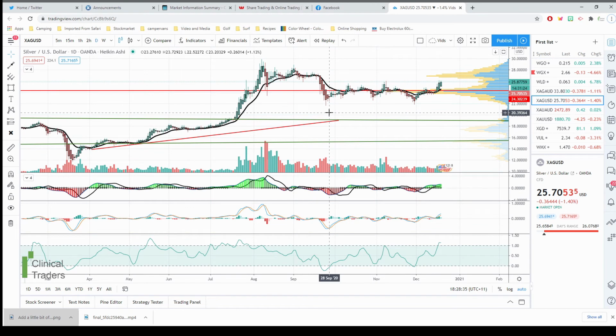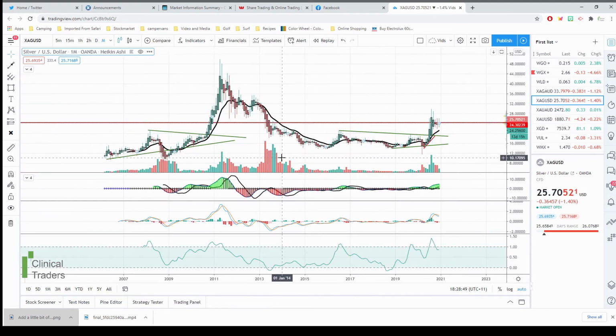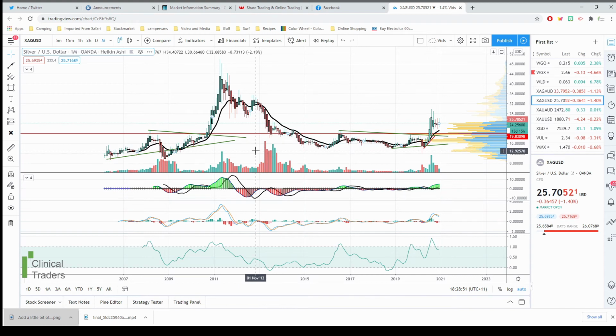Okay, so now we'll move over to silver, and I might just zoom out to the longer term picture. Hold on, that didn't really work out. Do it this way. Okay, the longer term picture.